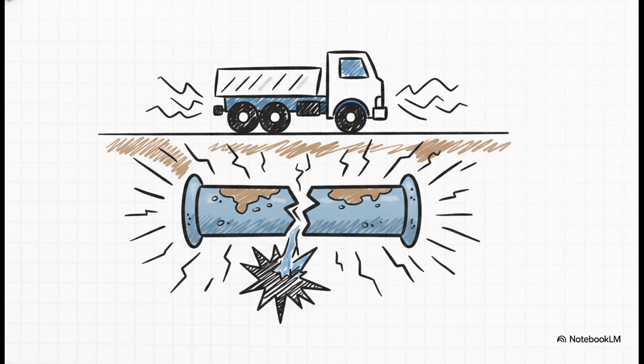You've got internal factors like corrosion, material defects, and this phenomenon called water hammer, which is a sudden, violently damaging spike in pressure. And then you have external environmental factors, the ground itself shifting due to drought or freezing, plus the constant heavy vibrations of cars and trucks driving right above them every single day.